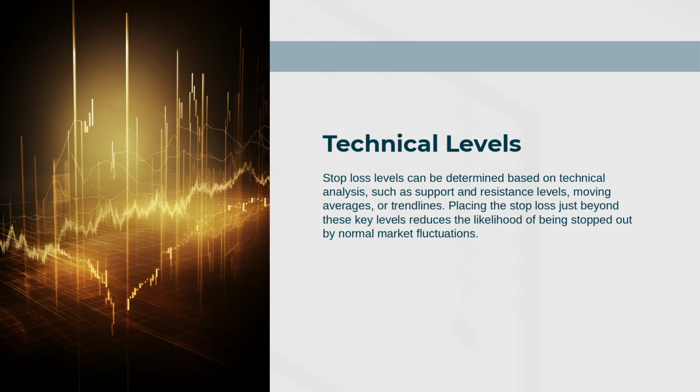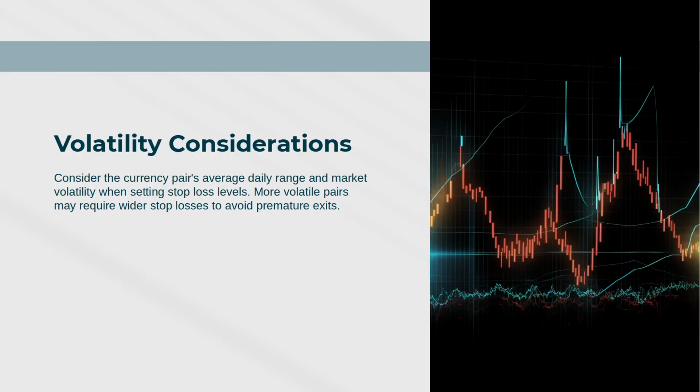Selecting the right stop-loss level. Technical levels. Stop-loss levels can be determined based on technical analysis, such as support and resistance levels, moving averages, or trend lines. Placing the stop-loss just beyond these key levels reduces the likelihood of being stopped out by normal market fluctuations. Volatility considerations. Consider the currency pair's average daily range and market volatility when setting stop-loss levels.